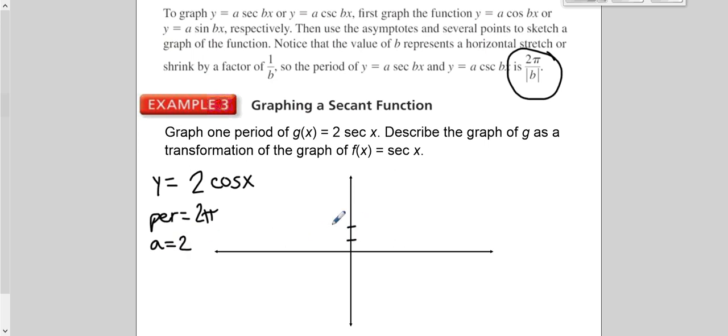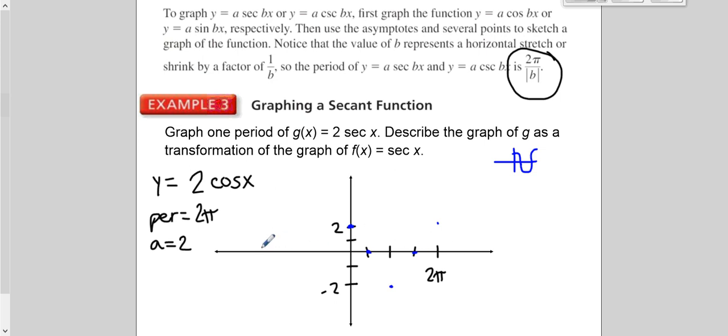Okay, 1, 2. That's our negative 2. We need at least 2 cycles, so we'll go 2 pi this direction, and then we'll go to negative 2 pi in a little bit. But let's break this into 4 sections and get our cosine graph going. Cosine starts at the top, comes down. That's the way the parent function for cosine looks. So it starts at the top, middle, bottom, middle, back to the top.